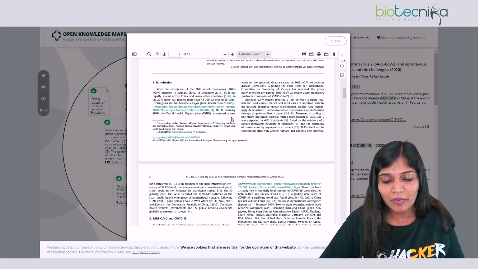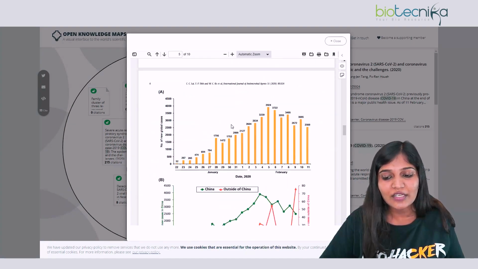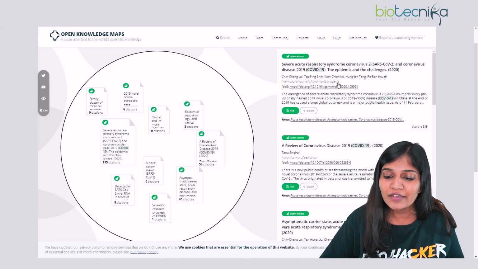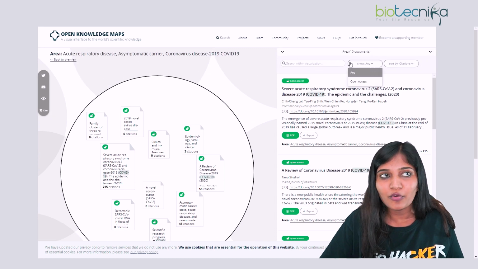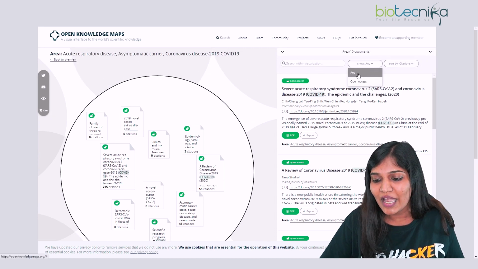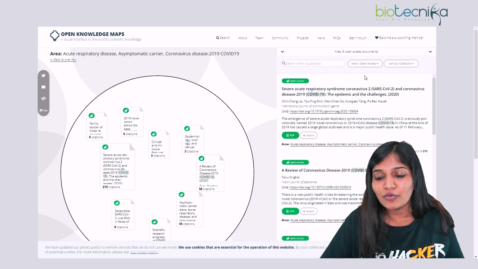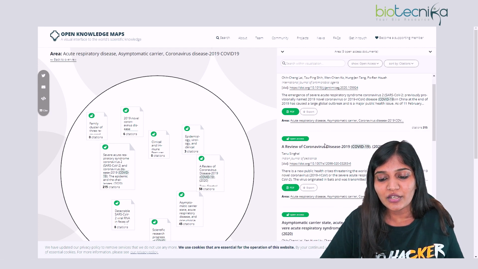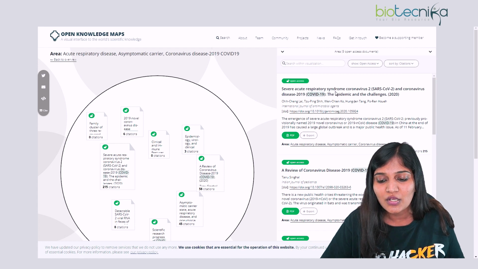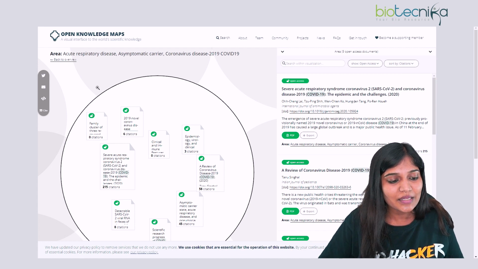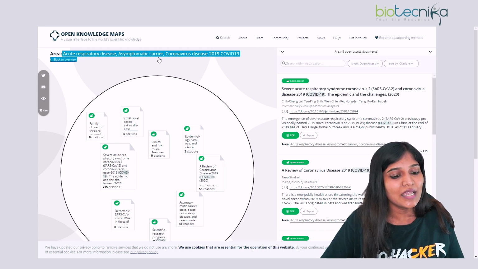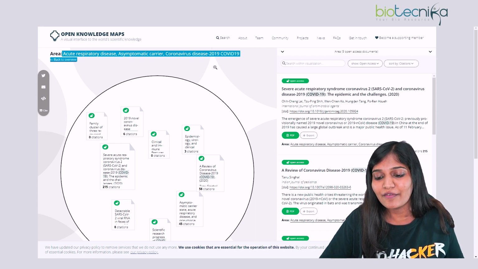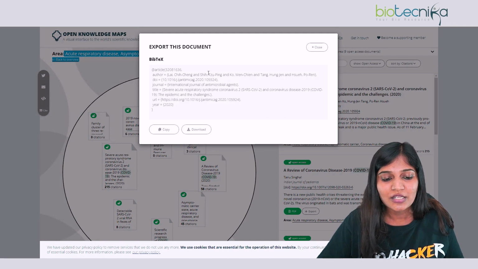It's an Elsevier paper you're going to have, so you can start reading your paper very easily. It will give you open access as well as the other. If you want to know more about it, you can just go to this. If you want only open access papers, you can check on open access research papers. For now, since I'm going to be very specific, the area is going to be acute respiratory diseases, asymptomatic carrier, so I have taken this and I'm going to see this one.